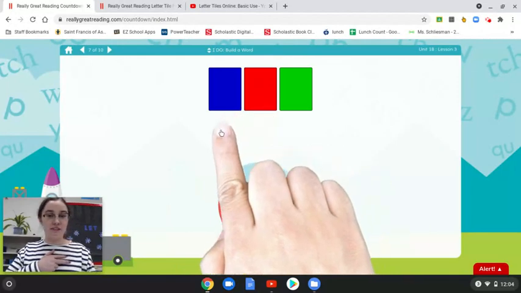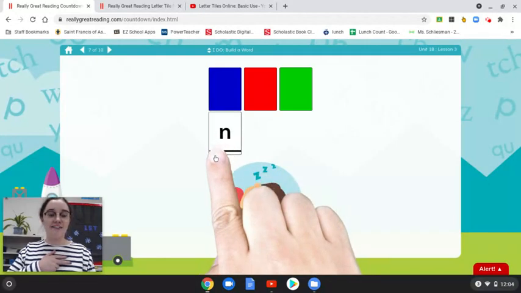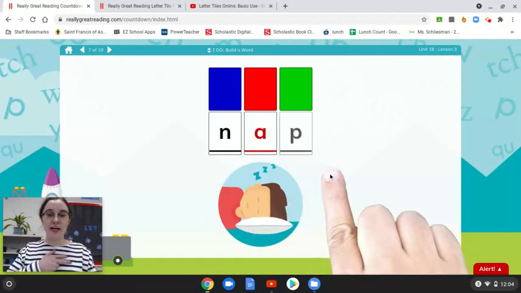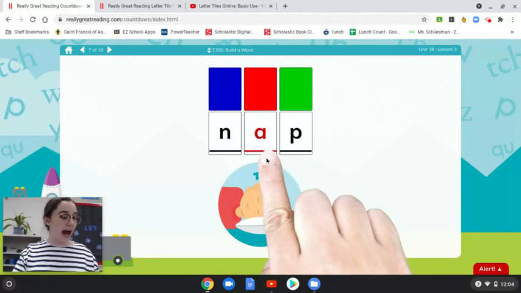Okay? So we have N. What letter do we need? N. A, our vowel sound. What letter? A. P. What letter? P. So I see 1 vowel and I see 1 consonant after it. That is our pattern, and that's why the A says its short sound, A.